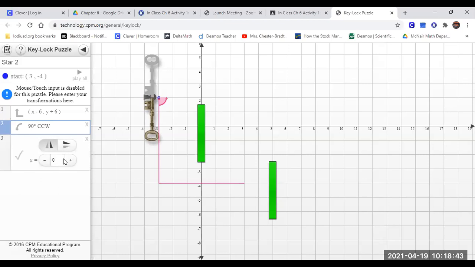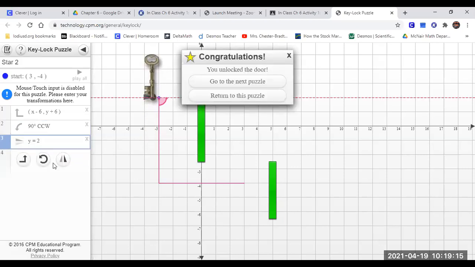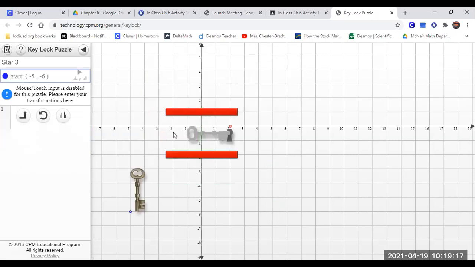So if we're going left and flipping, are we flipping up and down or left and right? Up and down. So when we flip up and down, we got to look at what's the y value. See, it says y equals. What is the y equal on the flip? Y equals 2. See, I see right here, the y of 2. Yay. Star 3.